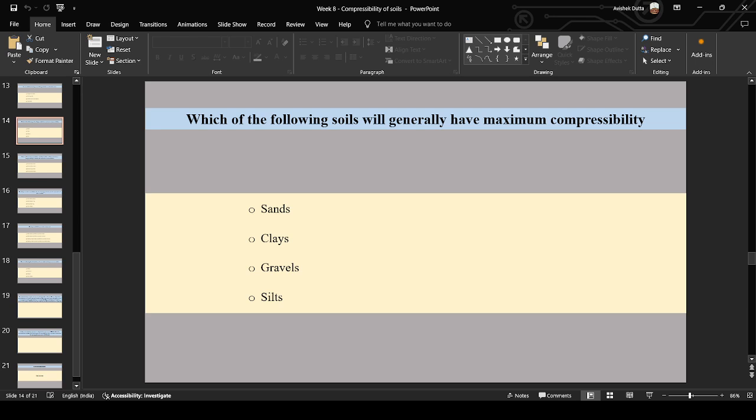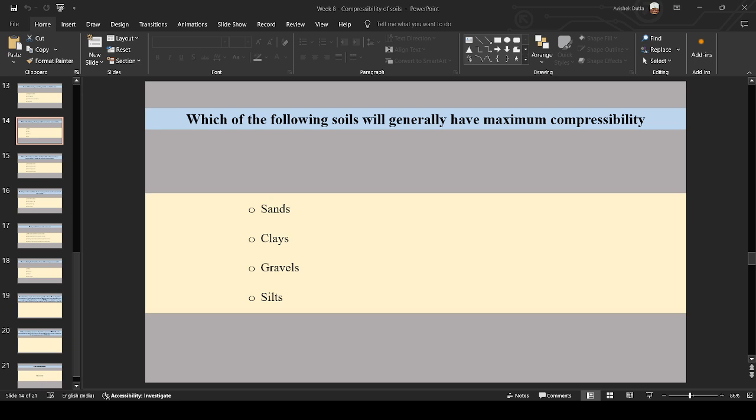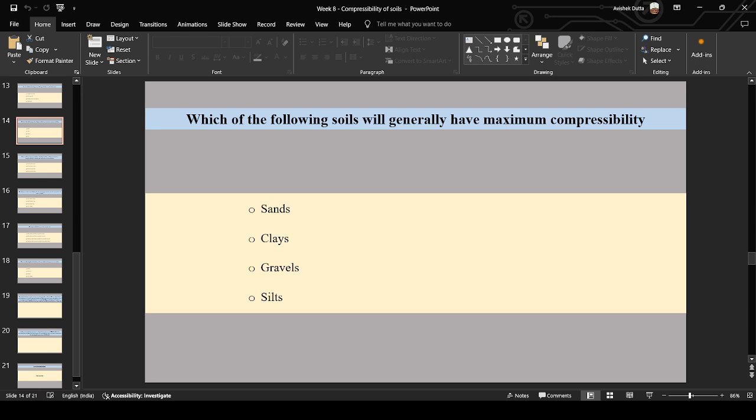The topic of today's discussion is compressibility of soils. This is a preliminary discussion regarding compressibility, consolidation, and settlement. This is the first class of that chapter. Which of the following soils will generally have maximum compressibility? The options are sands, clays, gravels, or silts.